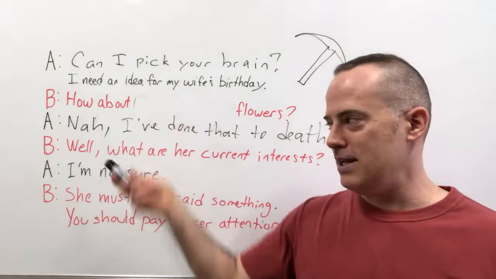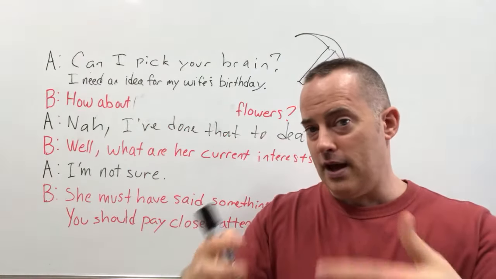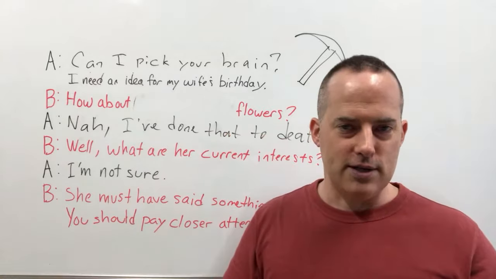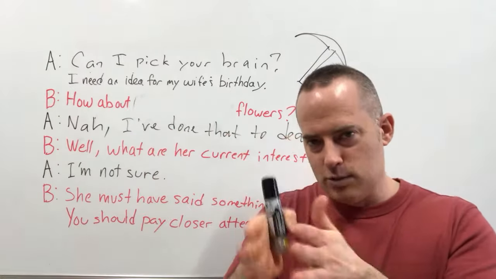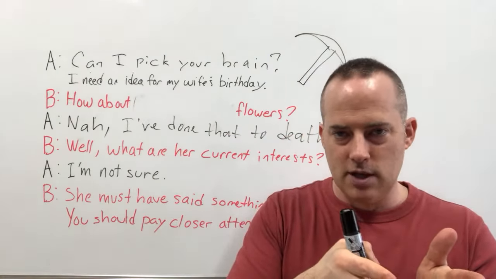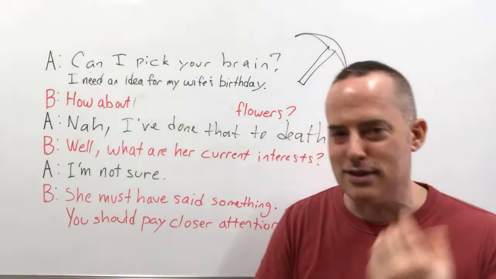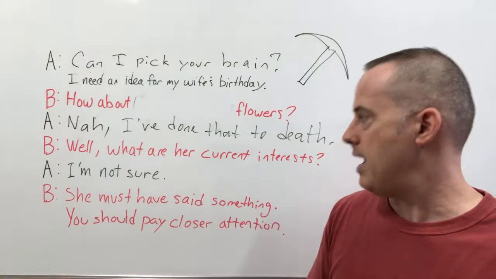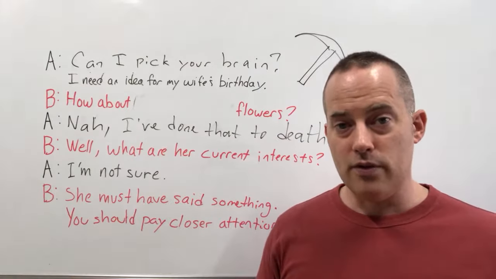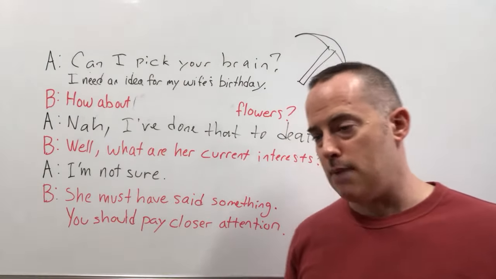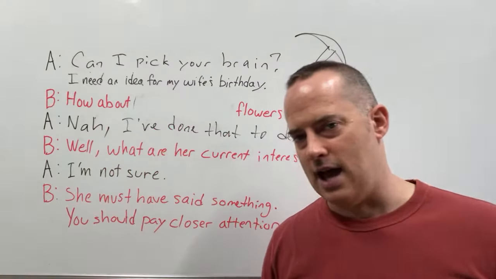You notice an interesting thing about conversations is people will exaggerate just to make the conversation or the speech more interesting. So it's the same idea. I'm actually saying I have done something many times, but I'm making it sound a bit more interesting. Like, oh, I've done that to death. Okay. So same basic idea. You can say both of those. I have given my wife flowers many times, but this again, nah, I've done that to death. Nah, I don't want to do that.